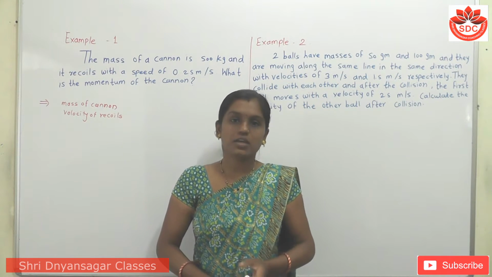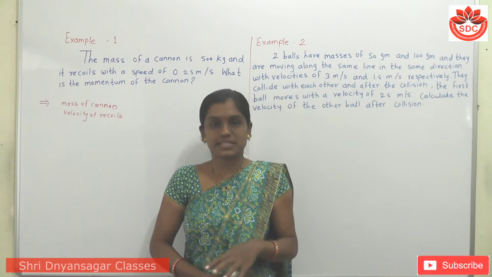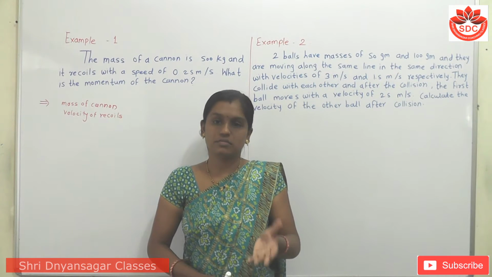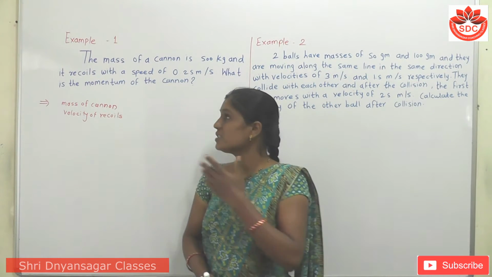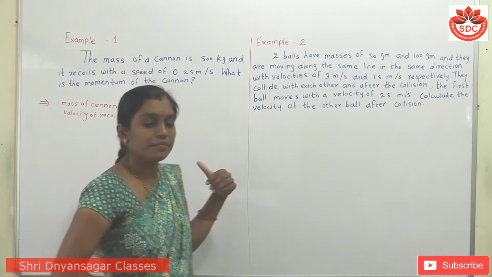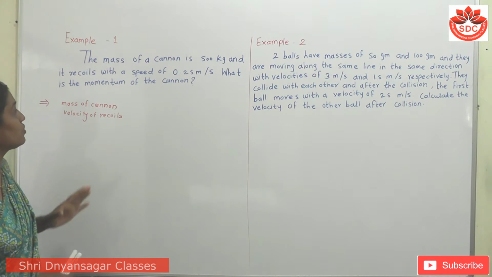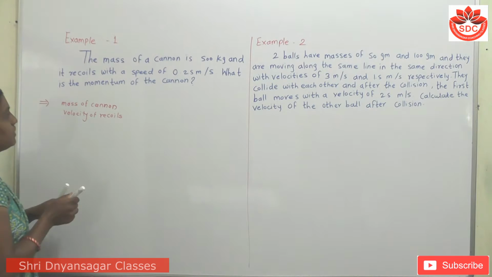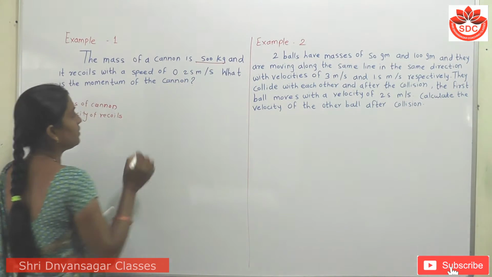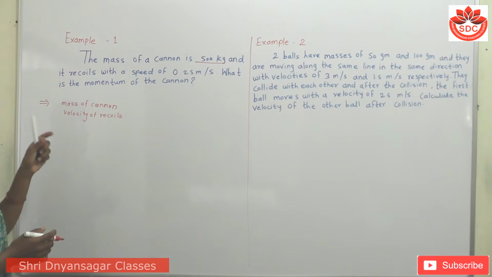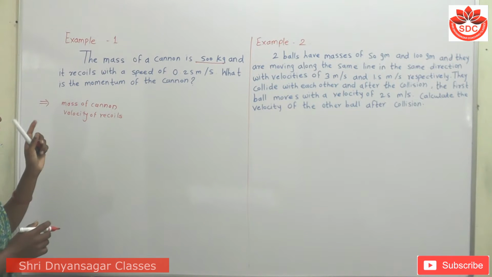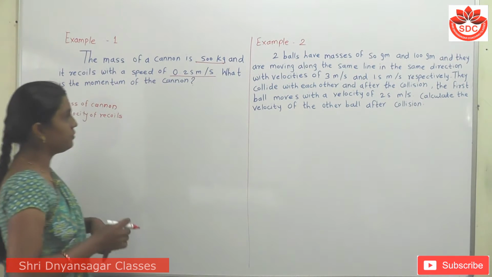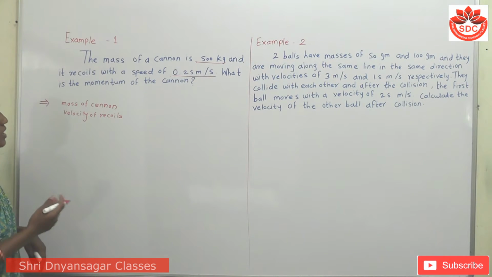So today we are going to learn the solved examples and the unsolved examples of our textbook. So let's take the first example of the solved examples. The mass of the cannon is 500 kg and it recoils with a speed of 0.25 meters per second. What is the momentum of the cannon?